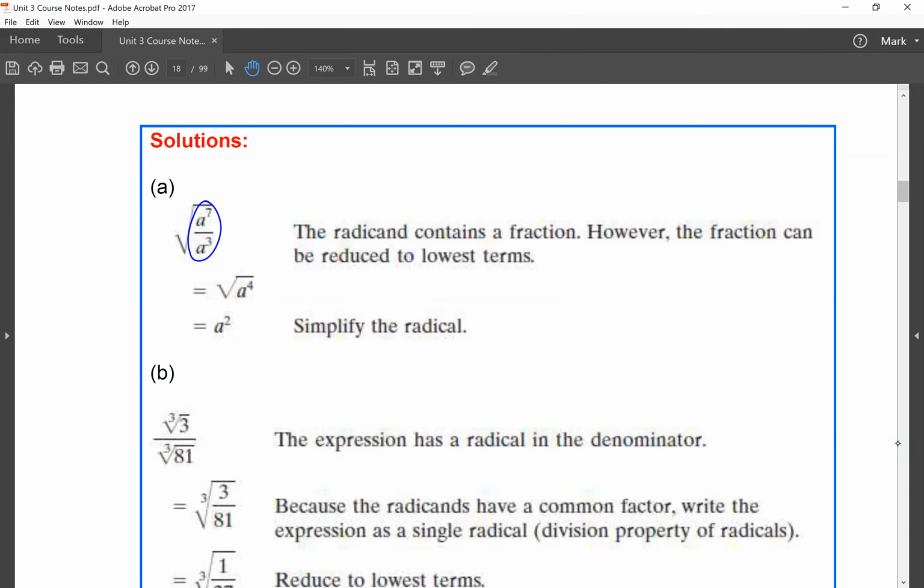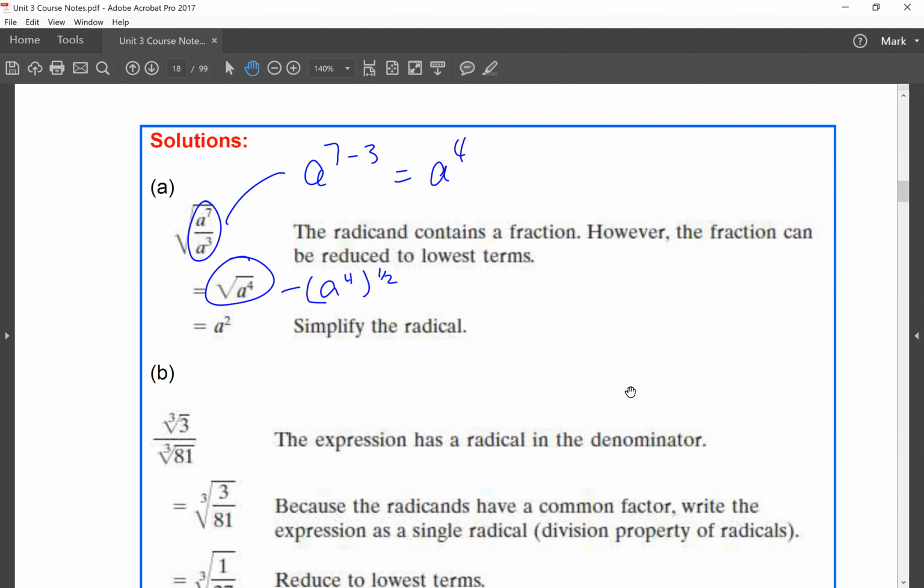A to the 7 divided by A to the 3. What I'm doing, if you guys can't remember this, is I am subtracting those numbers. So when you have fractions with exponents, if the base is the same, you can subtract those exponents. So A to the power of 4. And then this becomes quite simple. The square root of A to the power of 4, that's just like saying A to the power of 4 to the 1/2. It gets turned into A squared. Again, you can't do that on your calculator. So you're going to need to be comfortable with reducing radicals.